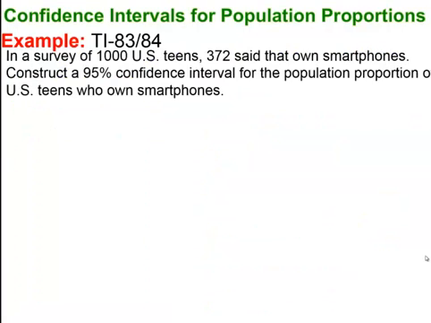Now we're going to be doing the construction in our calculators, and the calculator again will do the work for us. So when we have, in a survey of 1,000 U.S. teenagers, 372 said that they own smartphones. They're asking us to construct a 95% confident interval for the population proportion of U.S. teenagers who own smartphones. So the first thing I'm going to do is identify my X and my N. In this case, the X is the 372 and my sample size is 1,000.